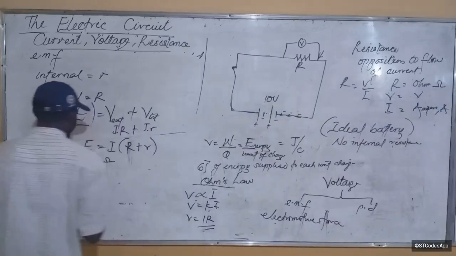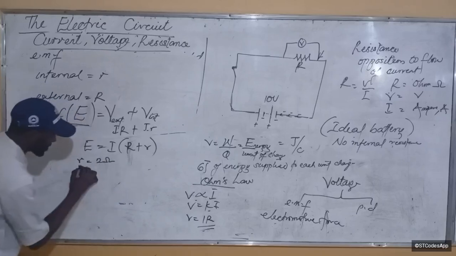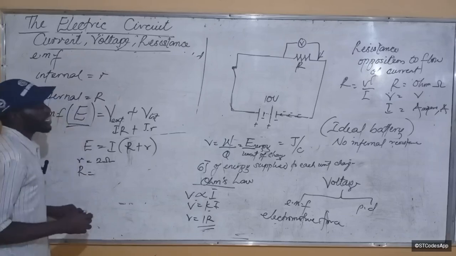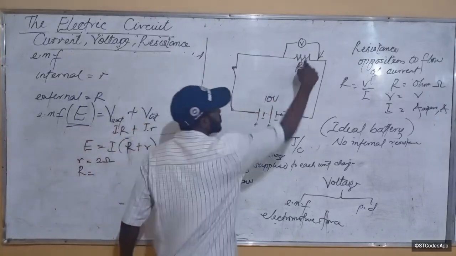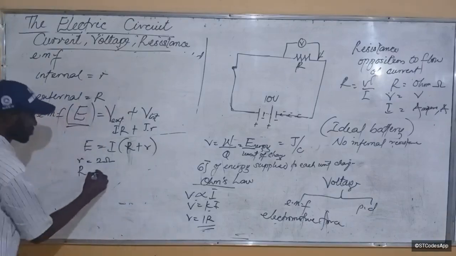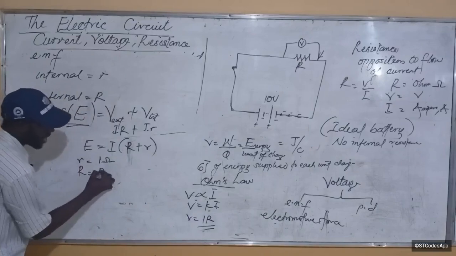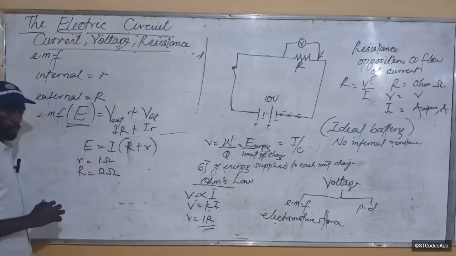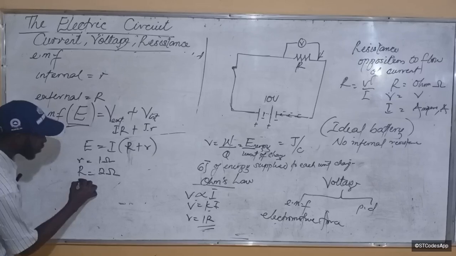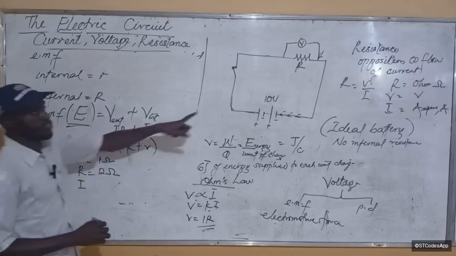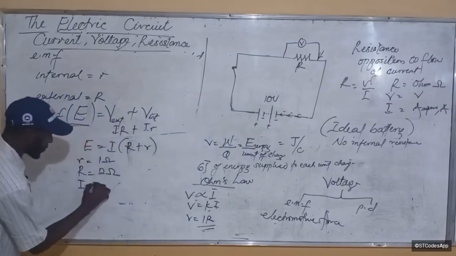Now, I said this resistance is internal resistance, and the resistance outside there is the external resistance. Let's say this external resistance is rated 1 ohm. I know it should be more than this. So let's call the internal resistance 1 ohm and the one outside 2 ohms. Now, the current that this battery can supply is 2 amperes.